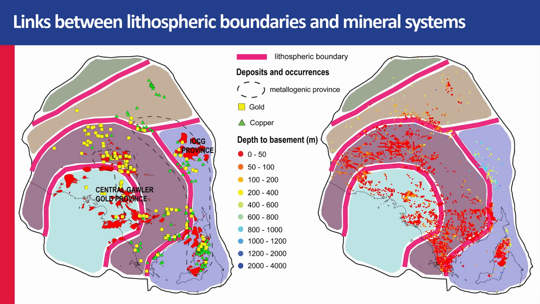There's also a correlation between mineral occurrences. I've shown gold and copper here. And our 2 big metallogenic provinces in the Gawler Craton, the ISCG province and the Central Gawler Gold province, both sit on 2 boundaries. I guess I'm not necessarily telling you anything you don't know, but it's sort of a proof of the concept that we do find mineral systems associated with these boundaries that we derive from other data sets.